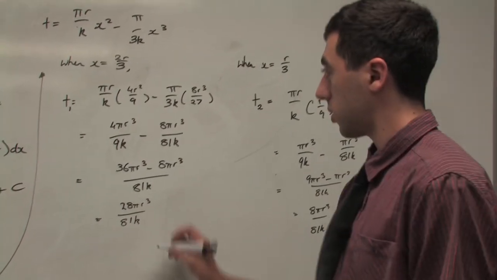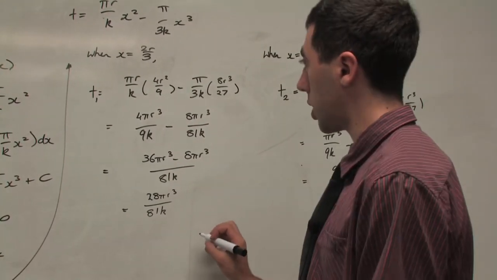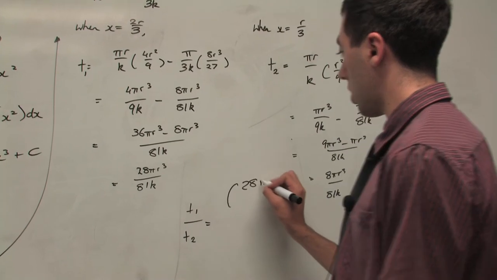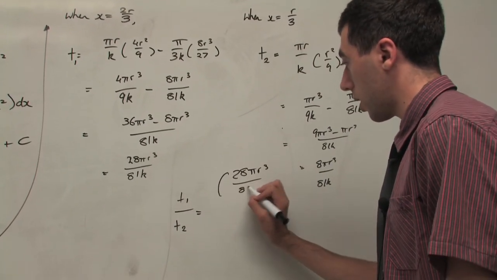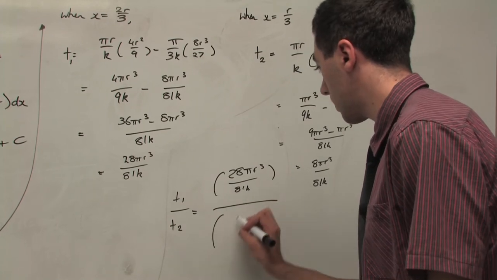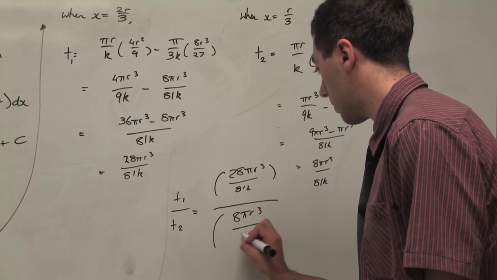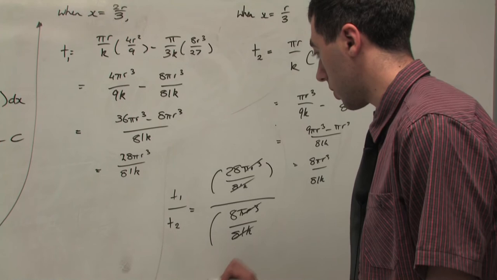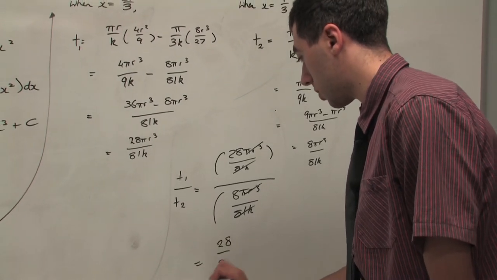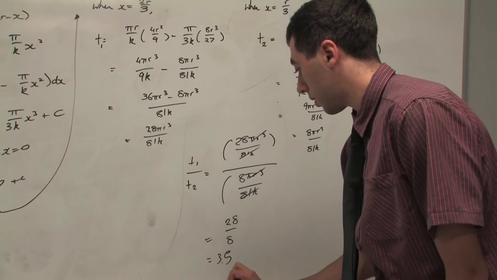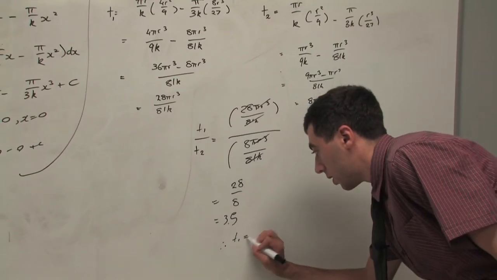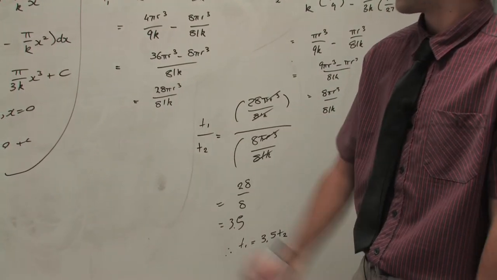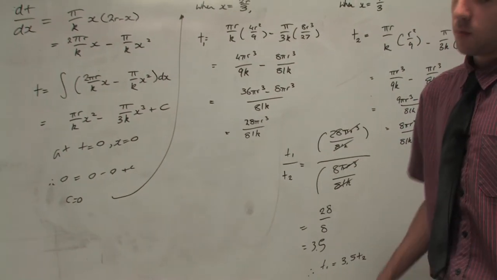Okay, now the final thing we have to do is just compare the times. When we compare things, we can observe the ratio they're in. So t1 over t2 will now be equal to 28 pi r cubed over 81k all over 8 pi r cubed over 81k. And now we can cancel out like 90% of this stuff. So that's all cancelled. So we're left with 28 over 8, which I believe is 3.5. Thus, we found that t1 is equal to 3.5 t2, so it is 3.5 times longer to fill up to 2/3 of the radius than it is to fill to 1/3 of the radius.